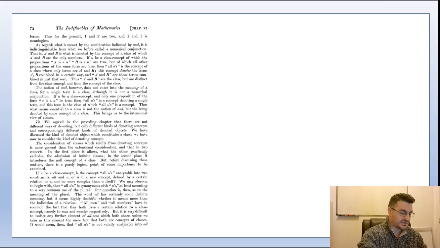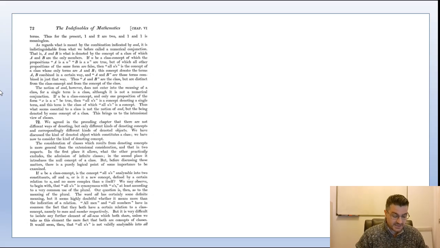So we agreed in the preceding chapter that there are not different ways of denoting. By the way, I've got toothache, so if I am stumbling a little bit more over my words today, then that's probably why. But only different kinds of denoting concepts and correspondingly different kinds of denoted objects. So the different kinds of denoting concepts are these. All corresponds to all, every, any, and so on, and they're the objects that they denote.